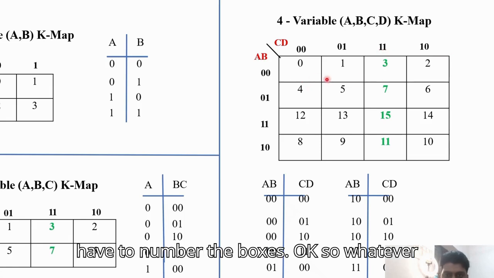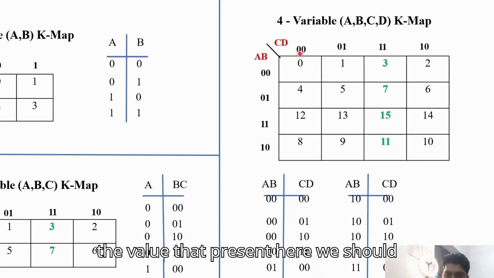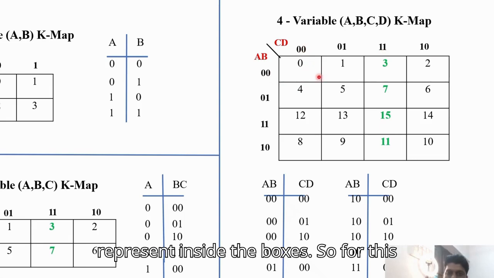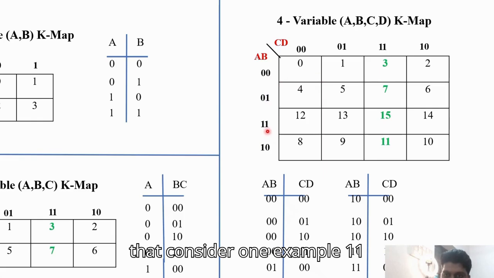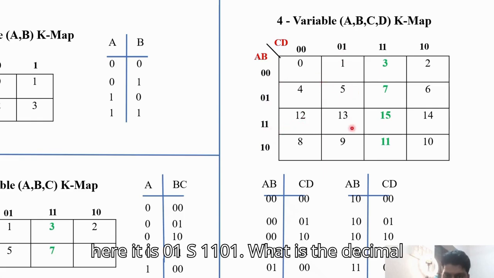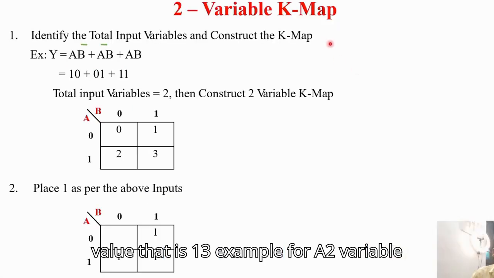Now we have to number the boxes. Whatever value is present here, we represent inside the boxes. For this binary value, we represent the corresponding decimal number. Consider one example: here it is 11, here it is 01, so 1101. What is the decimal value? That is 13.